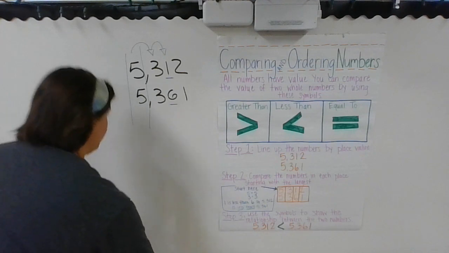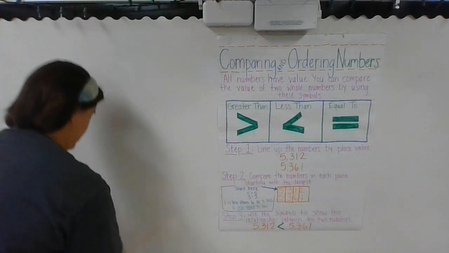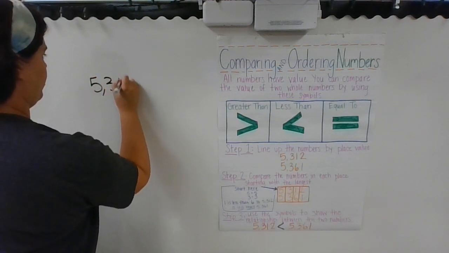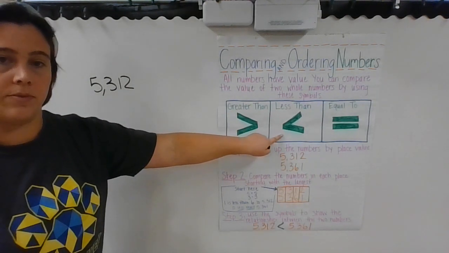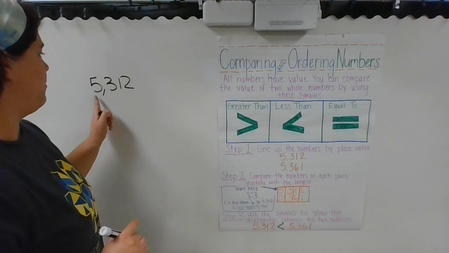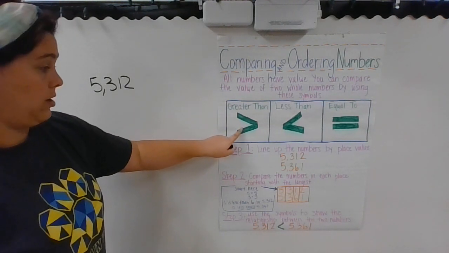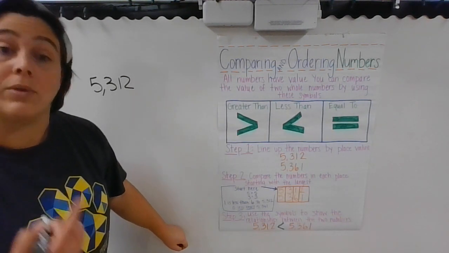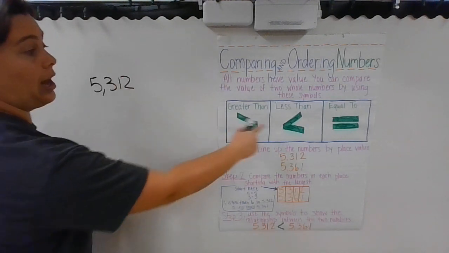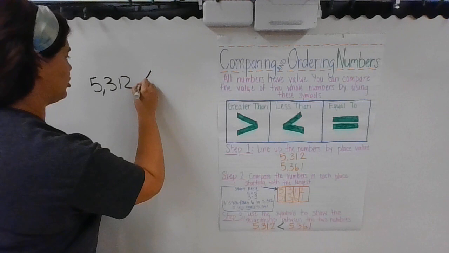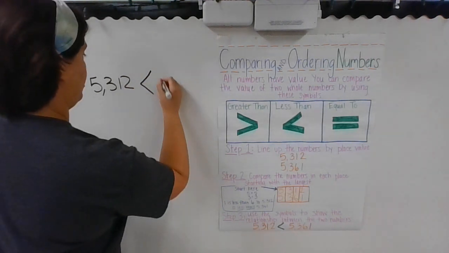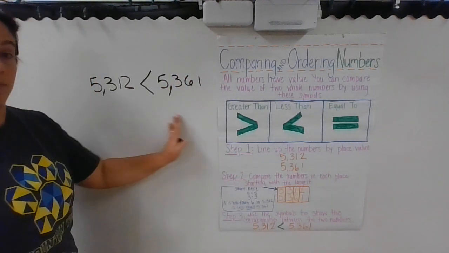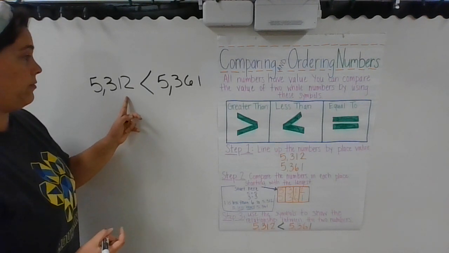We can always switch the numbers by making sure the symbols are correct. I'm going to show you right now. Using the same numbers, 5,312, which symbol would we use? Would we use 5,312 is greater than 5,361 or less than? We would say less than. Very good. And less than, you are pointing the arrow towards that number, because then you would say 5,312 is less than 5,361. So this statement is true.